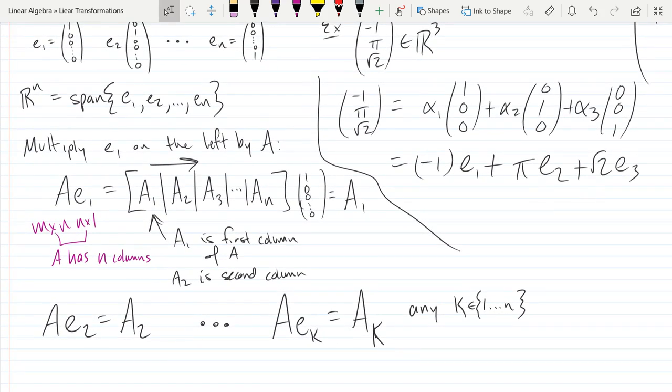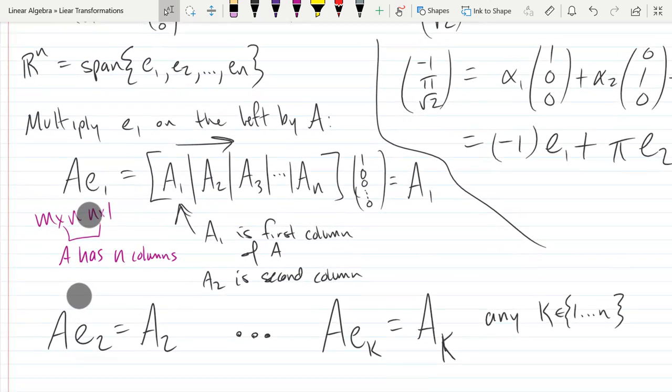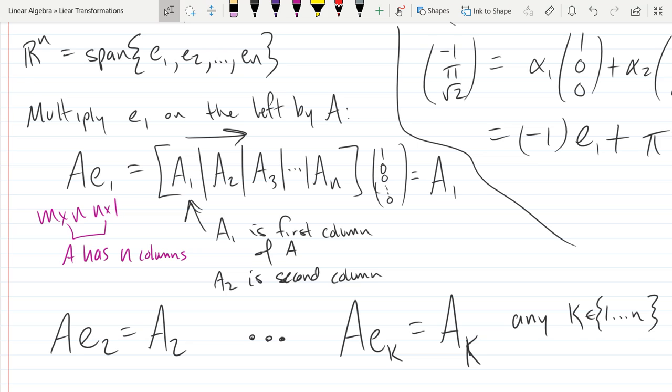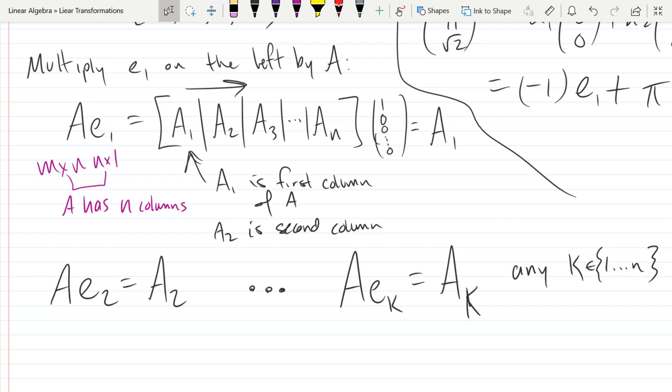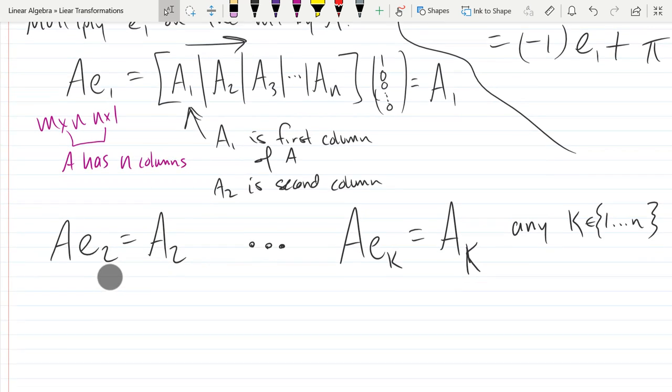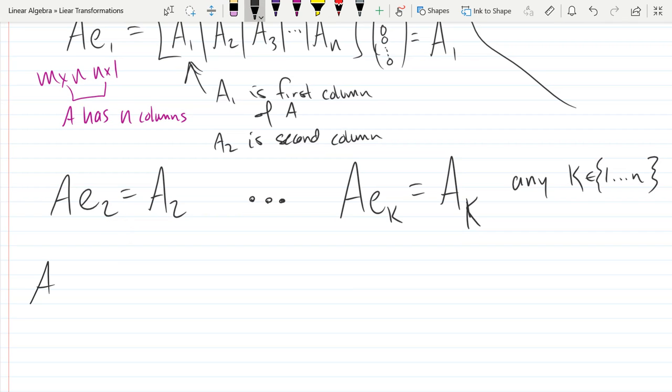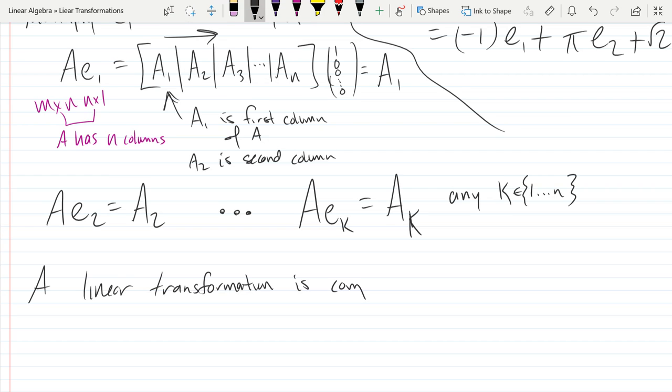So it's very easy to see this happening with the standard basis. If you don't have the standard basis, unfortunately, it doesn't act like just grabbing a column. But you can look and see what it does to each basis vector, and that will completely determine what it does to every vector. So a linear transformation is completely determined by what it does to any basis.